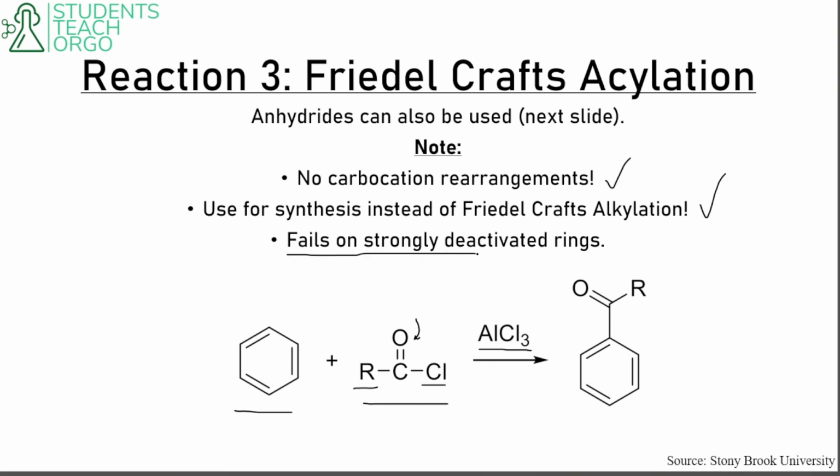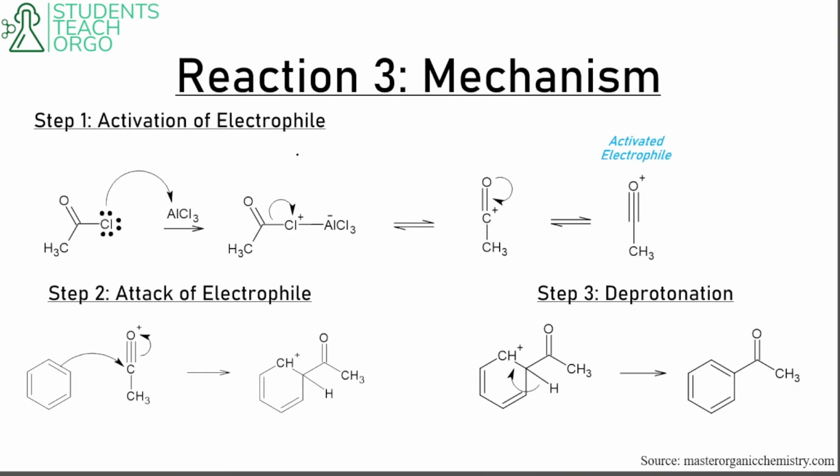However, it fails on strongly deactivated rings. What are strongly deactivated rings? Probably two nitro groups or more, but we'll talk about that even later. You can also use anhydrides, which we'll talk about in the slide after this mechanism.